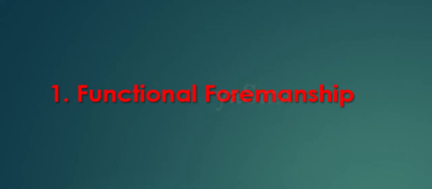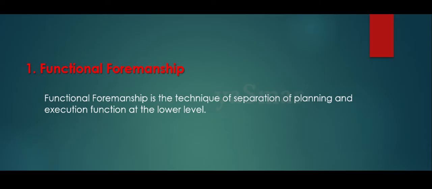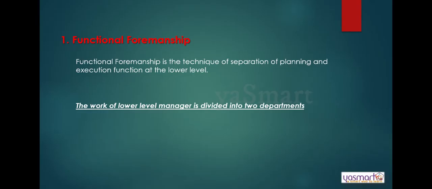Among that, the first important point is functional foremanship. Taylor was mainly focusing on lower level management. Levels of management are top level, middle level, and lower level. Among that, Taylor mainly focused on the supervisor level. Then he planned to divide the work or the department into two.